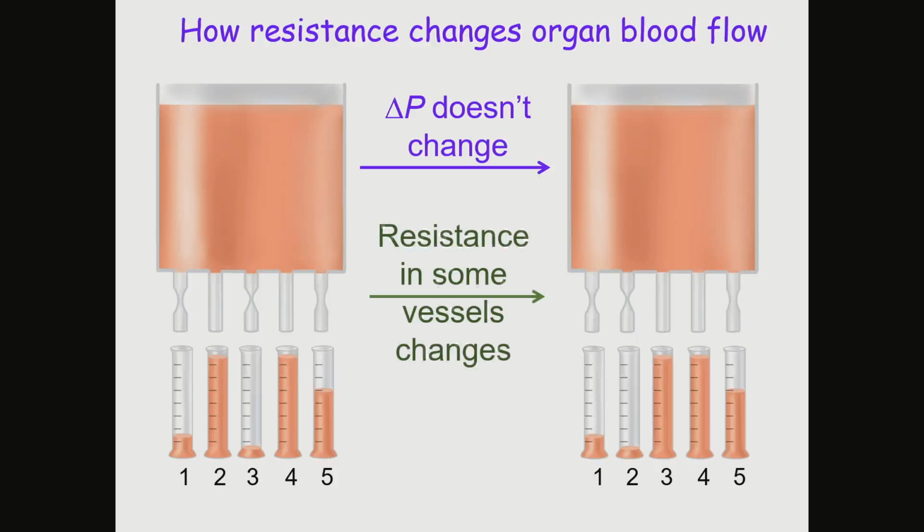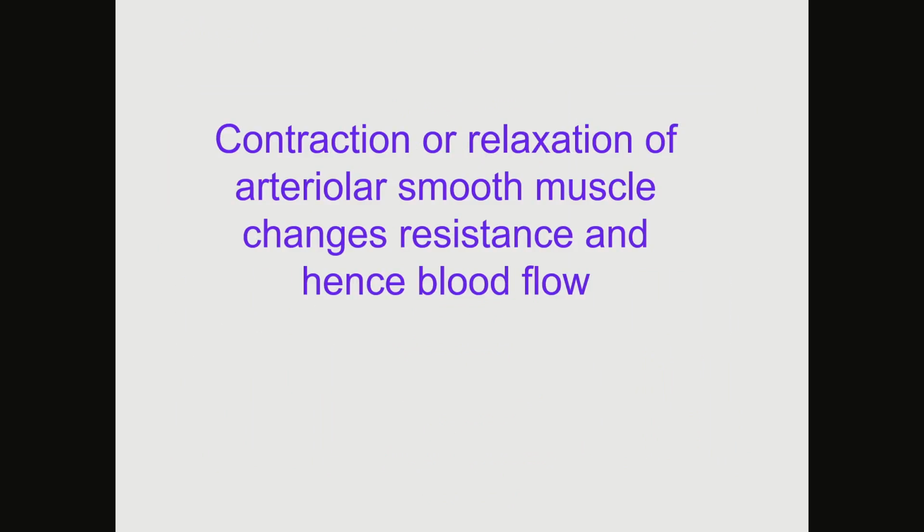So, how resistance changes organ blood flow, I think this is really simple then. Delta P doesn't change, but if we change the resistance of some of our vessels, obviously the flow to those organs changes. So in this one, resistance increased, flow greatly decreased. Here, resistance decreased, flow greatly increased. Contraction and relaxation of arterial smooth muscle changes resistance and hence blood flow.